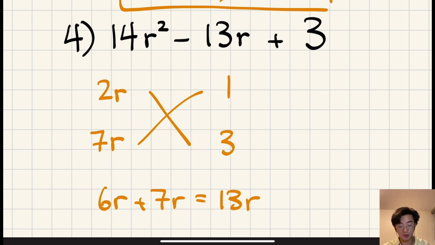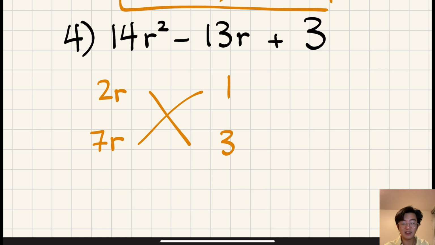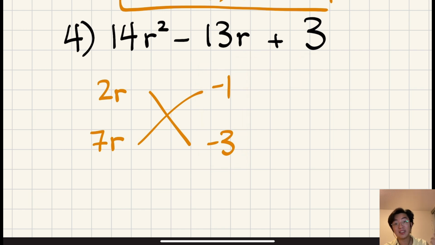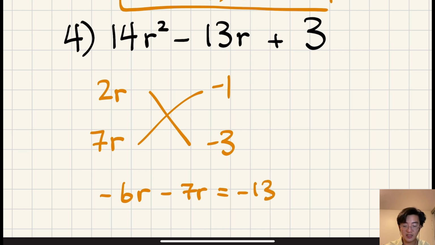So now, in this case, we notice that we actually are really close. We guessed 13r, but it's positive, and we want a negative r in the middle somehow. So what we can do instead is notice that there's also another way to get a positive 3. If we multiply two negative numbers together, we also get a positive 3. Which means that we can try something like this, where you have negative 1 and negative 3, because at the end of the day, this column right here needs to multiply to this number. Negative 1 times negative 3 still gets us positive 3. But when we cross multiply, we have minus 6r minus 7r, which gets us negative 13r.